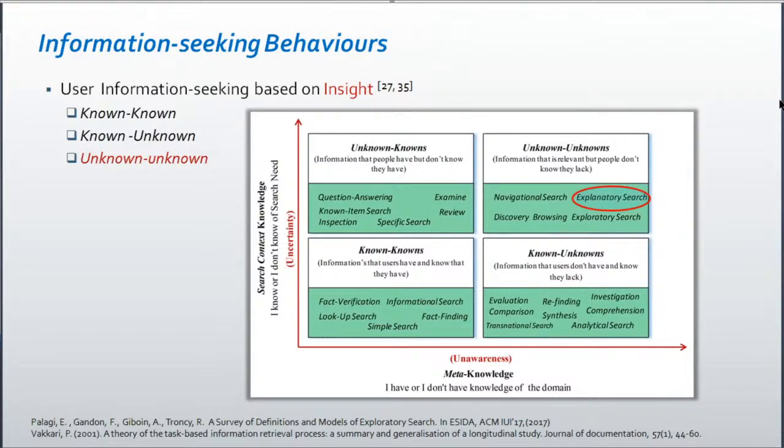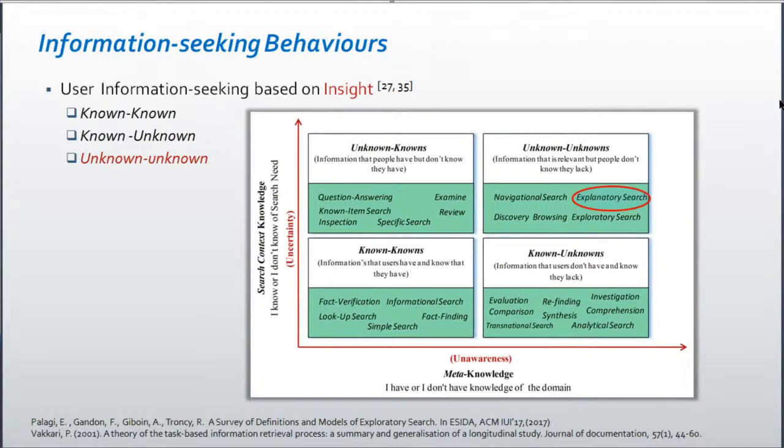All those kinds of behaviors are kept here, where the user knows about his information need and the possible expected result also, right? Similarly, on top of that, we are placing unknown knowns, where the information is something the user has but doesn't know they have. Here we are placing a very important application area of information search, which is called the question answering system, right? Examination, known item search, and review inspection are specific. This kind of behavior requires some kind of cross examination. We have some information, but we are not able to spot it. So those kinds of systems may be placed here.